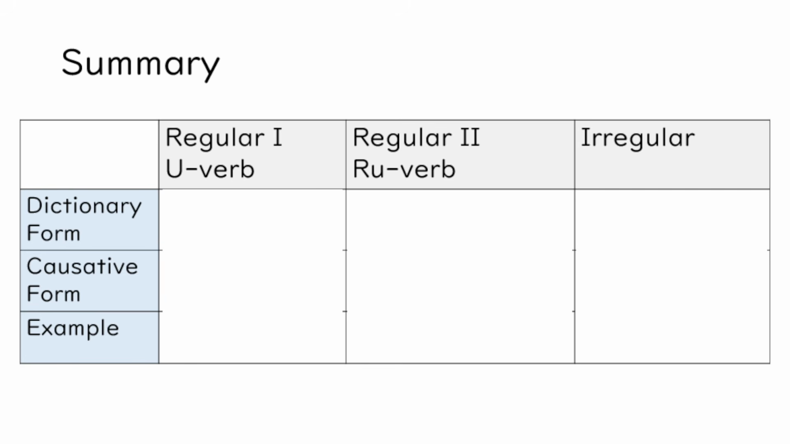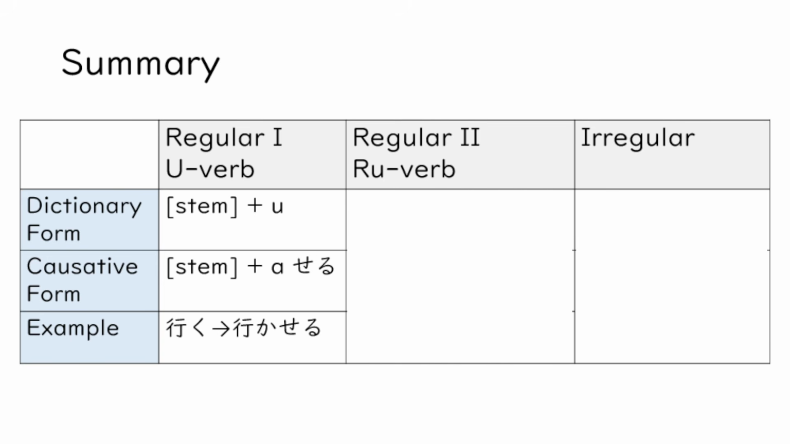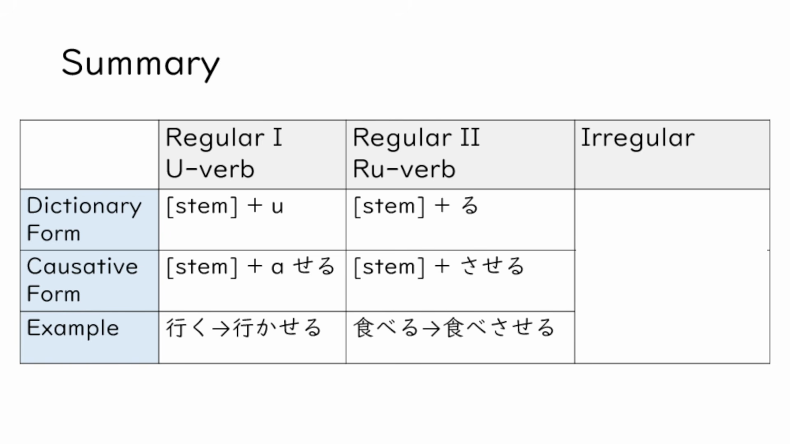Let's start with how to actually form the causative form. For regular u-verbs, you take the verb stem, change the final sound to the a sound, and add seru. For example, 行く becomes 行かせる. For regular ru-verbs, it's simpler. Just drop ru from its dictionary form and add させる. For example, 食べる becomes 食べさせる. Finally, there are only two irregular verbs. 来る meaning to come becomes 来させる, and する meaning to do becomes させる.